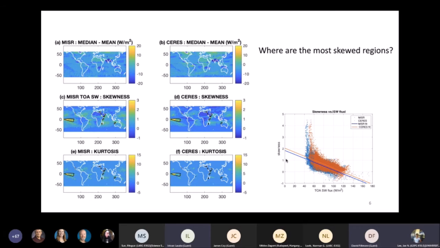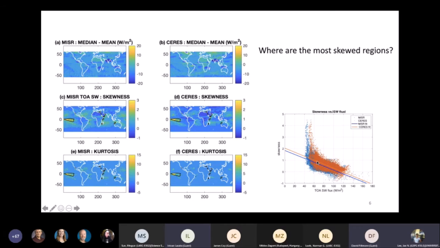So when we look more closely at this region, the most skewed region over the Central Pacific is located at the sub-tropical region between the ITCZ and SPCZ, where the cloud fraction is relatively low and where the shortwave absolute values are less than 60 watts per meter square. The black contour lines here indicate the 60 watts per meter square shortwave line.